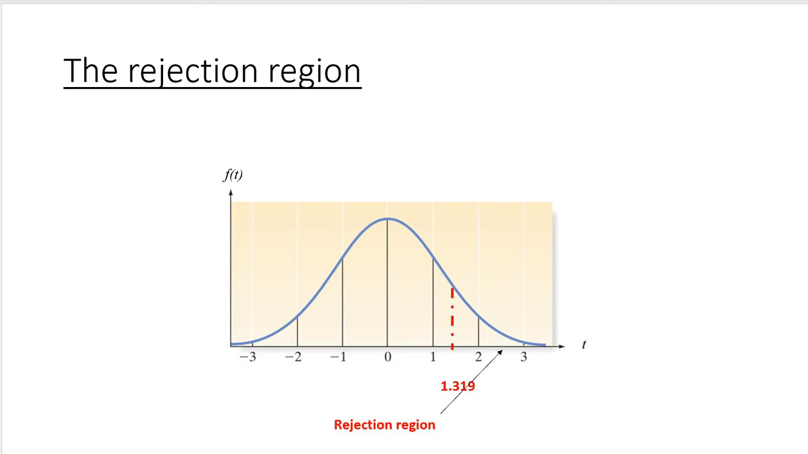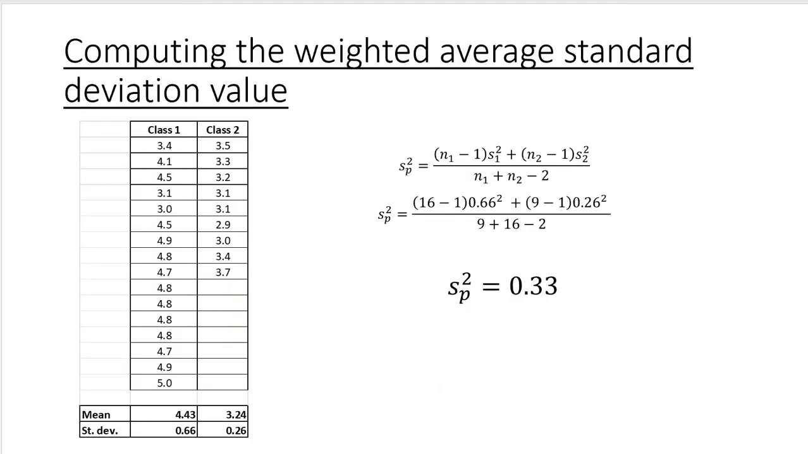Now let us compute test statistic. And as usual, it's really useful to start with the weighted average standard deviation value. So in the first class, mean GPA is 4.43 with corresponding sample standard deviation of 0.66. In the second class, mean is 3.24 with corresponding sample standard deviation value of 0.26. So we simply put this information to the formula.